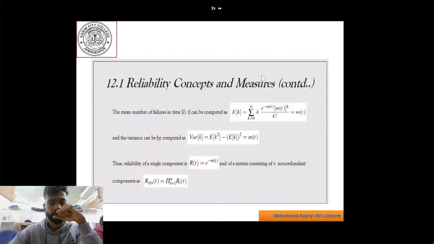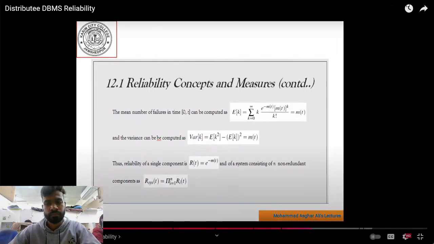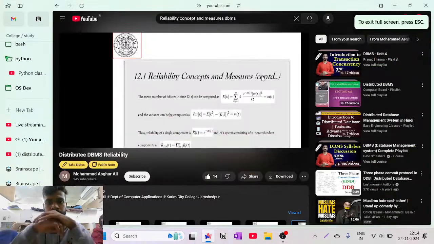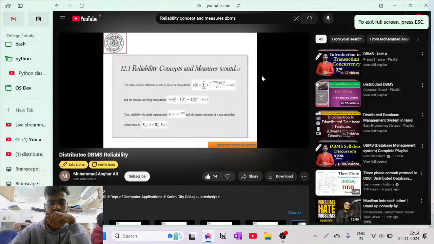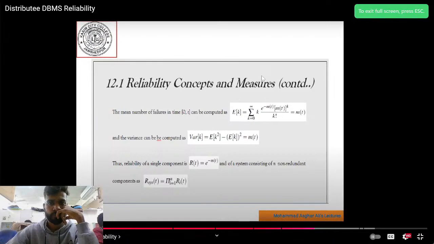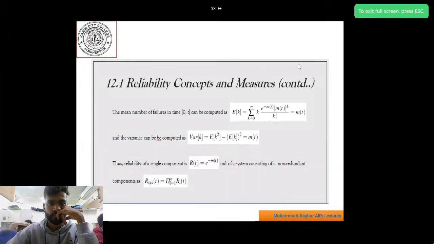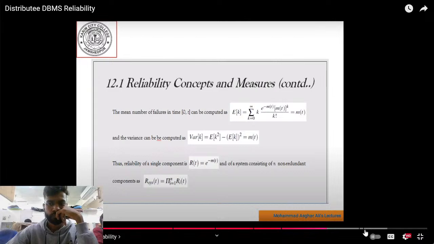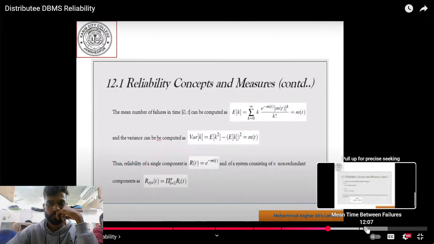Now, the expected mean number of failures in time 0 to t can be computed with the following formula. With this formula we can find the mean number of failures in time t, and its variance can be computed with this formula. The reliability of a single component is R(t) equals e to the power minus lambda t, and the reliability of a system consisting of n non-redundant components can be found with this formula.